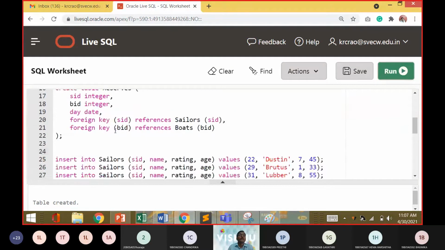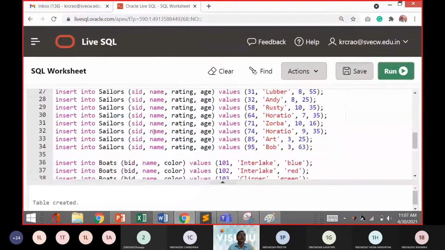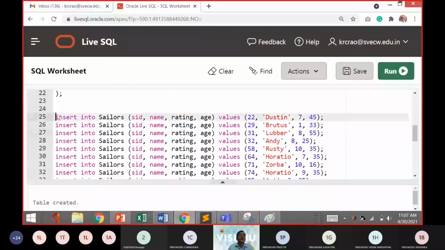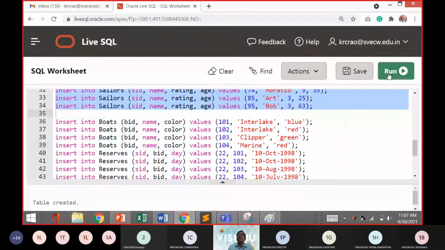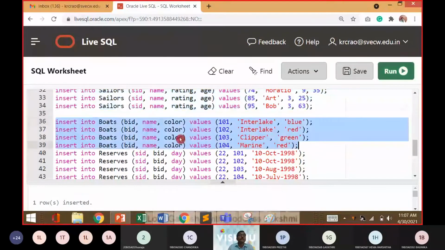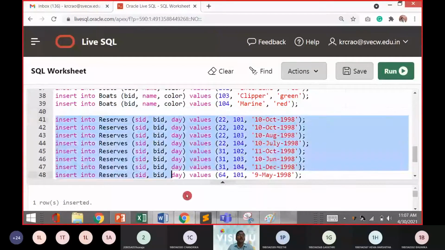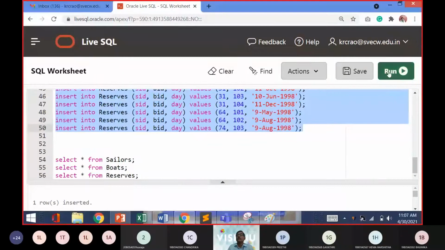After that we have to create a reserves table. Then we have to insert records into the Sailors table. So we have inserted it. Then we have to insert records into the Boats table. Then we have to insert the records into the Reserves table.